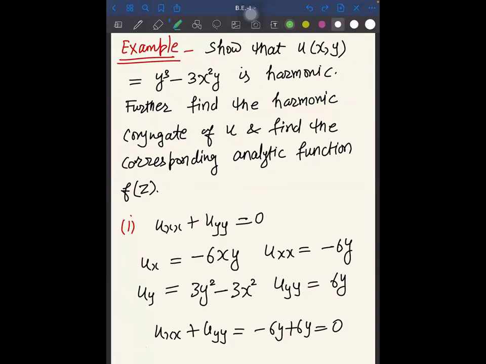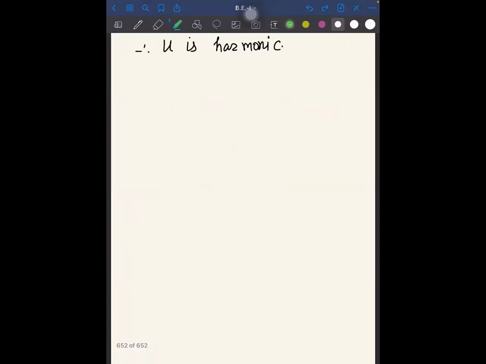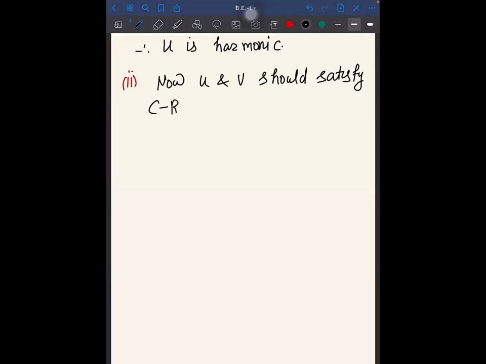Because we know that u is already harmonic, right? So we'll be only proving that v is harmonic. So secondly, what we'll be proving is that v should be harmonic, and secondly u and v should satisfy the CR conditions, right? So let's start with the second condition. Now u and v should satisfy CR conditions. Therefore, ux should be equal to vy and uy should be equal to minus vx.